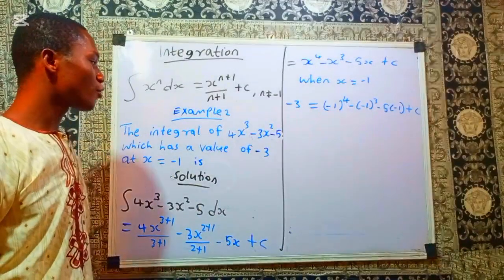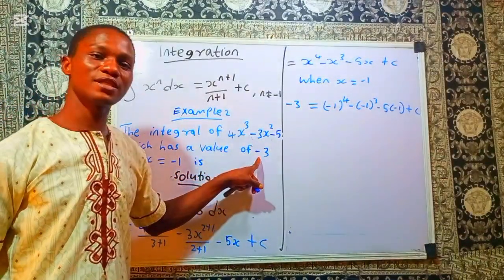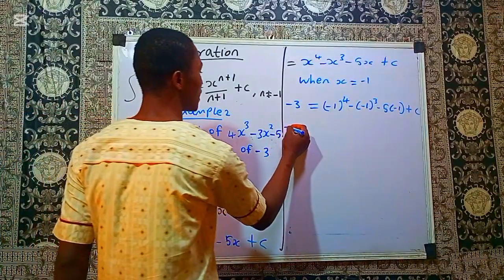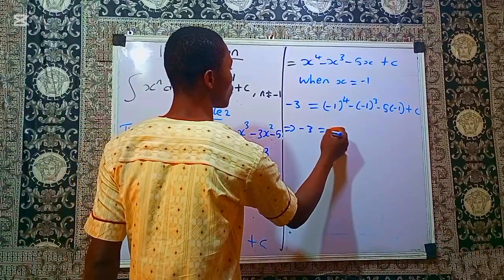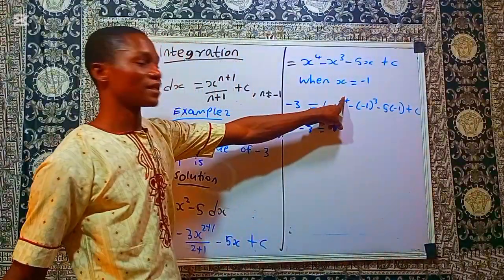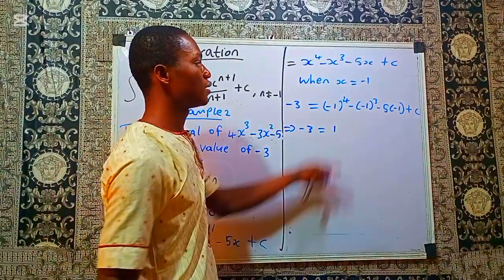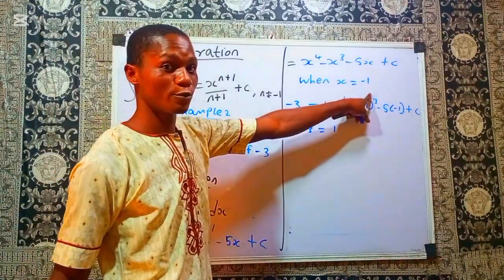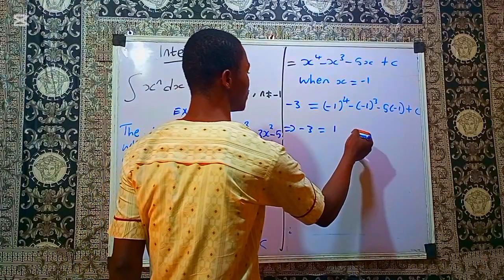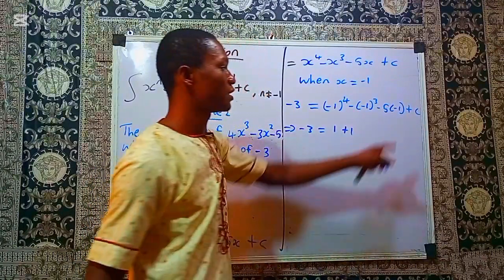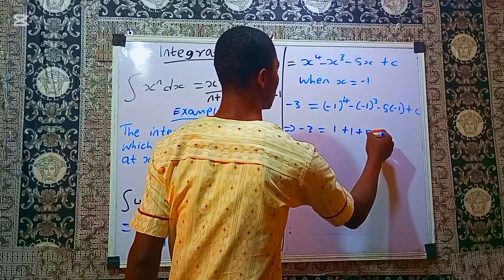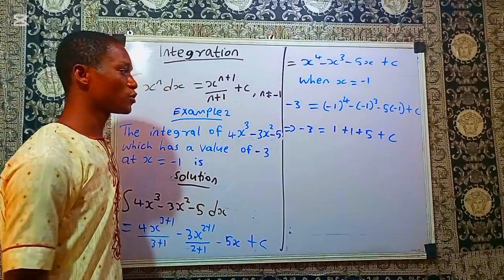So actually, giving us the value of the integral when x is minus 1 will help us to evaluate the constant c. If you simplify, this implies that minus 3 is equal to minus 1 raised to power 4, which will be positive 1 because the index is even. Then minus 1 raised to power 3 will be minus 1 because the index is odd. Minus 1 multiply negative, we are going to have positive 1. Then minus 1 multiply minus 5 will give you positive 5, plus c. Right? This is what we have, plus c.